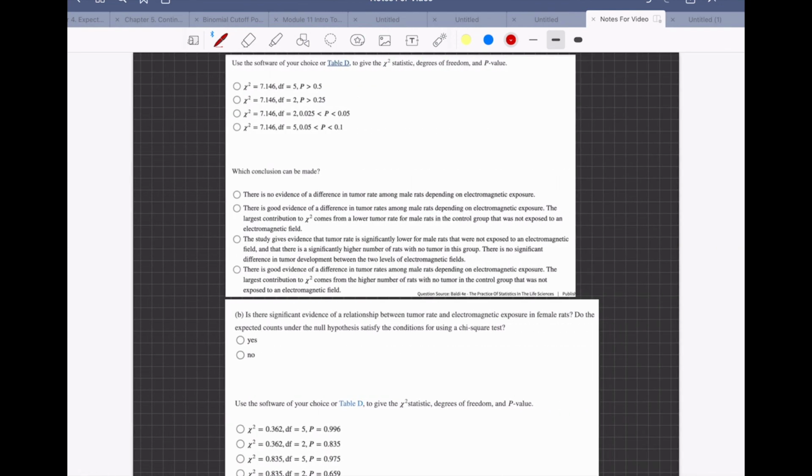Use the software of your choice or table D to give the statistic, degrees of freedom, and p-value.